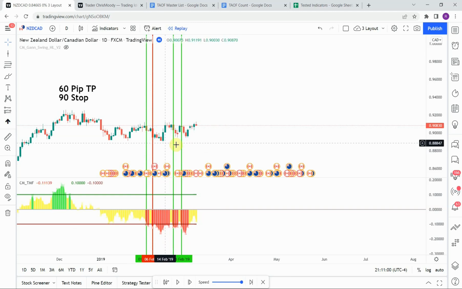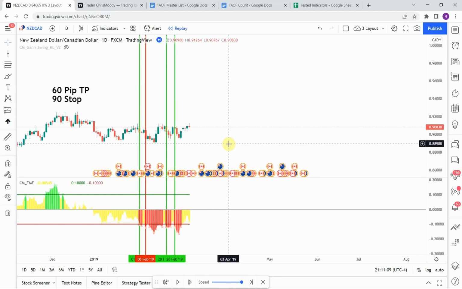Unfortunately, it wasn't able to hit our take profit. Got pretty close to it, but just not quite there. And so that one does get us stopped out as we get this push back to the upside right there.